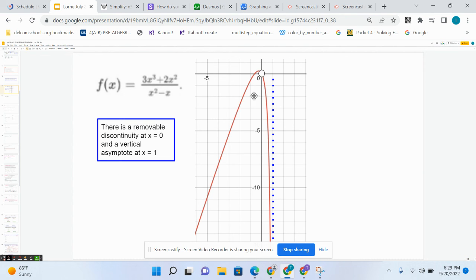Here's a graph of it. I did have to put in the point of discontinuity, the removable discontinuity there at 0, 0, because Desmos just doesn't do that. But notice that there should be a point of discontinuity at x equals 0. And this right here is the line x equals 1. At x equals 1, that is a vertical asymptote.